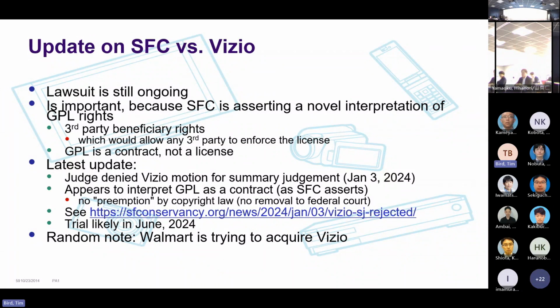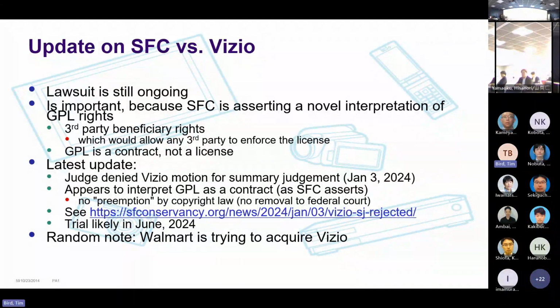The latest update: this case has been going on for over two years now, but the judge denied Vizio's motion for summary judgment. This is normal legal stuff. The defendant always tries to go for summary judgment and get the case dismissed. The judge said no. But if you look at what happened, it's concerning because it appears that the judge does plan to interpret the GPL as a contract.